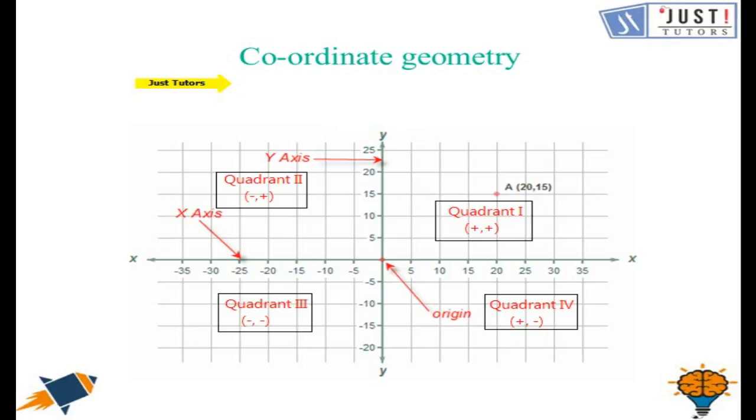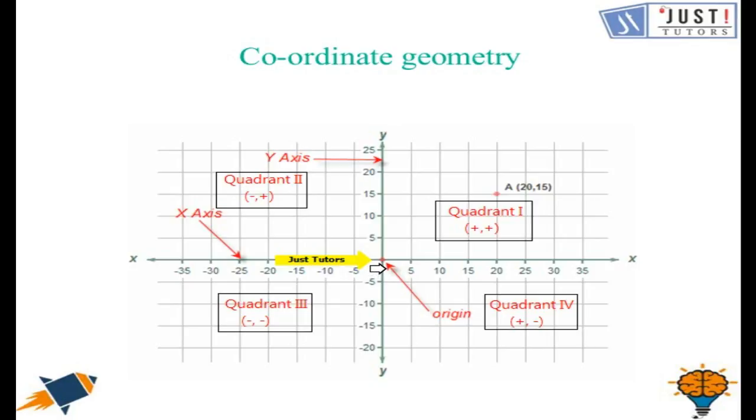In coordinate geometry, points are placed on a coordinate plane as shown in this picture. This plane is also known as the Cartesian plane. It has two scales. A line which is running across is known as the x-axis, and a line at a right angle to it, which runs vertically, is called the y-axis. The point where the axes cross or intersect each other is known as the origin, and it is mainly represented with a capital letter O.